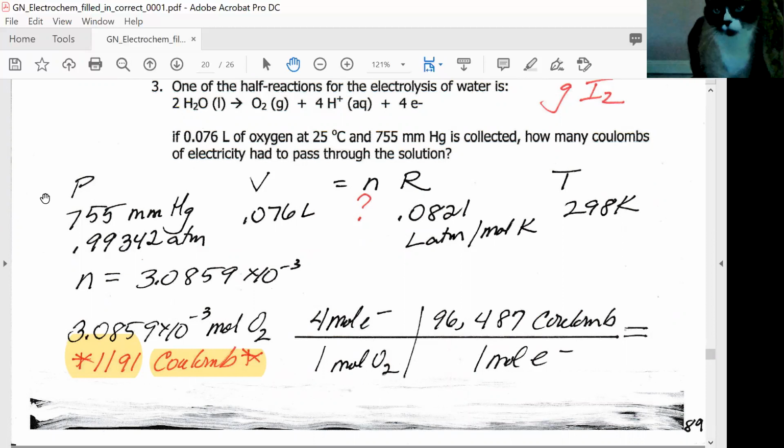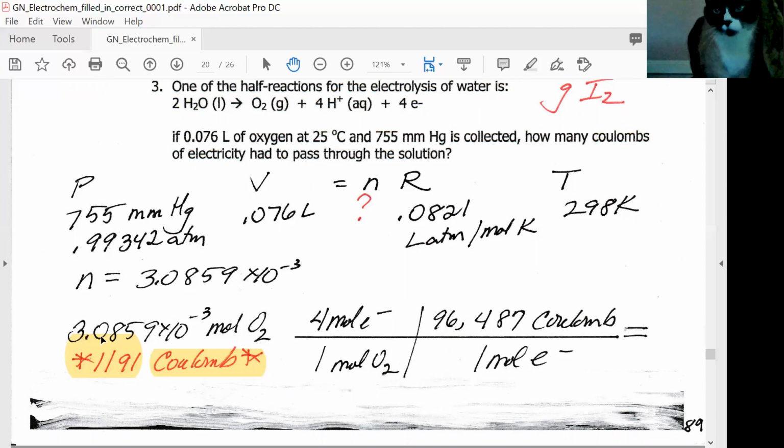So here's our pressure. We need to convert that to atmospheres. The volume is going to be in liters. We're solving for n. We use the ideal gas law constant. And then our temperature is in Kelvin. So when we use PV equals nRT, we get our n, 3.0859 times 10 to the minus 3.